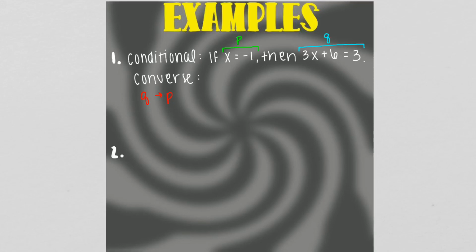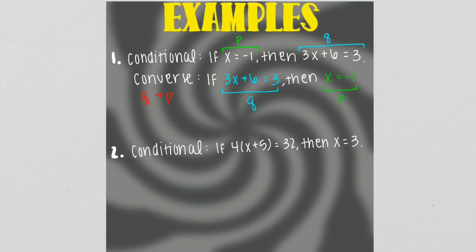So for the converse, we're going to swap them. So we're first going to have the word if, but instead of having that hypothesis, we're now going to have the conclusion first. So if 3x plus 6 equals 3, then, and now we're going to have that hypothesis, then x equals -1. So remember, at the very end, we have the P, or the hypothesis, and now after the word if, we have Q, or the conclusion, and that's in the converse.